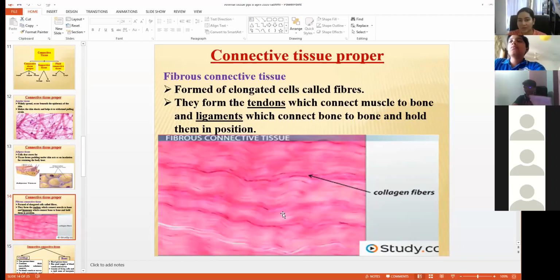Now students, fibrous connective tissue, as the name suggests, it is formed of elongated cells called fibers. Yes, and the two important tissues under the fibrous connective tissue are, first, the tendon, and the second is the ligament. Now children, we have heard about tendons and ligaments. Tendons, what do they do? They connect the muscle to the bone, and ligaments, what do they do? They connect the bone to the bone. Okay, so both of these tissues form a part of the fibrous connective tissue, right?